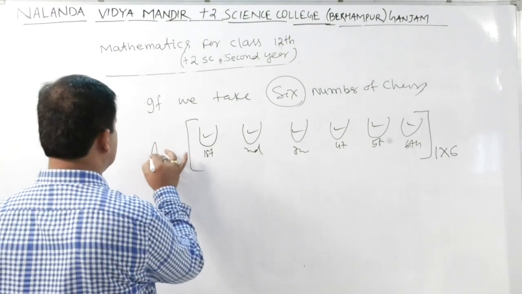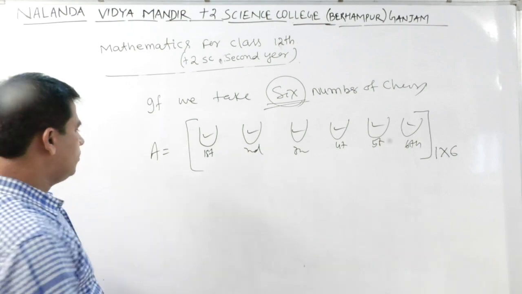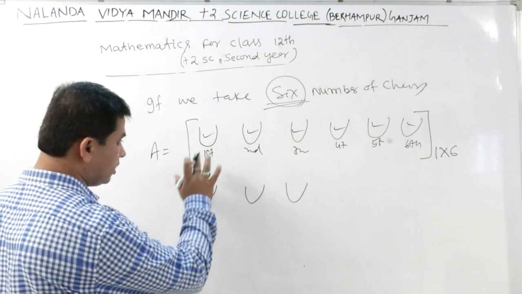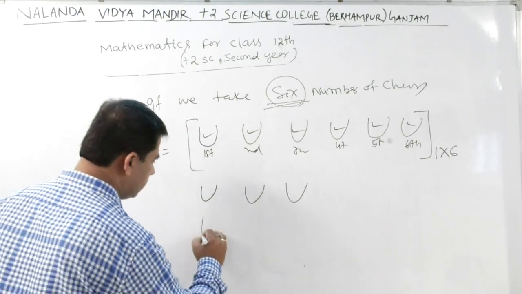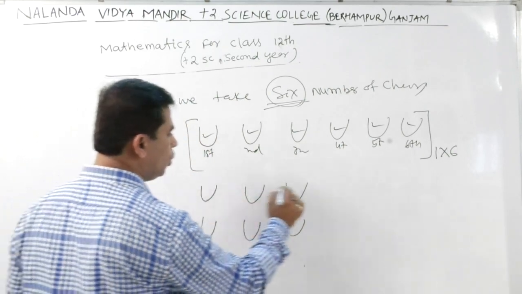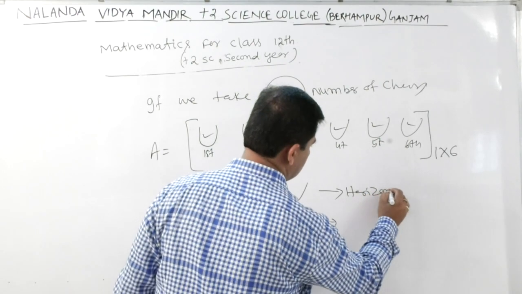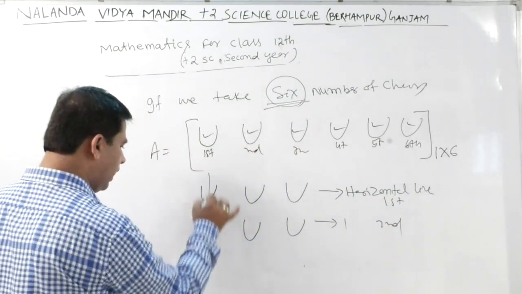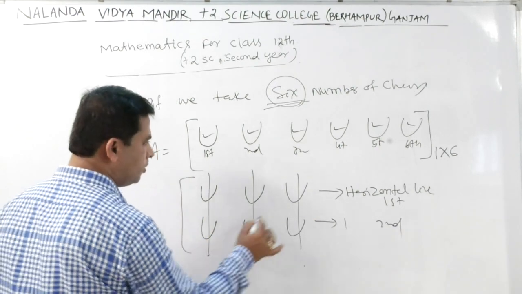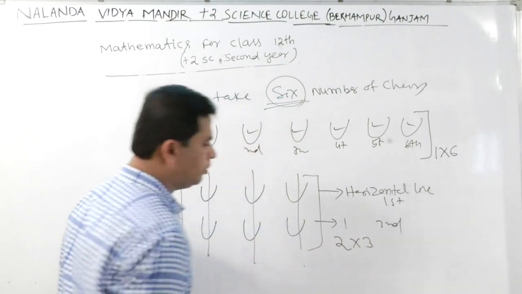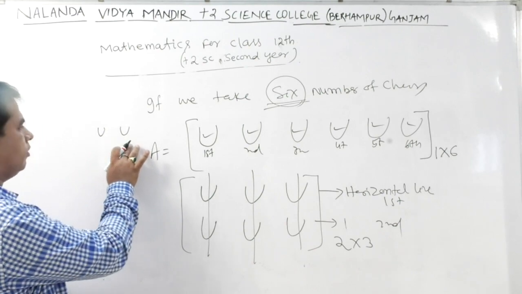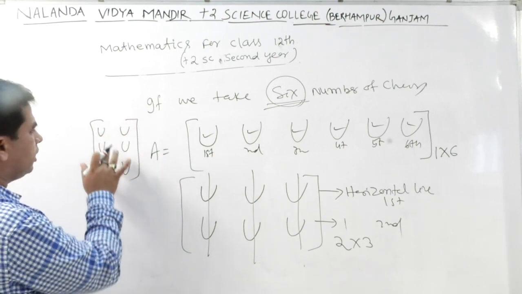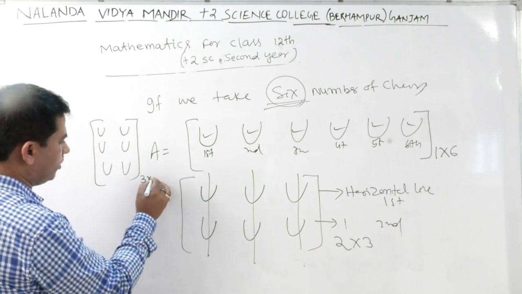Now another matrix can be arranged containing 6 chairs. For example, if this is one chair and this is another chair, this is also another. That means the chairs are arranged in two horizontal lines and three vertical lines. This is our first horizontal line and this is our second horizontal line. The order of the matrix is 2 cross 3. Similarly, we can arrange each horizontal line to consist of 2 chairs. Thus, the 6 chairs are arranged in 3 rows and 2 columns. Therefore, the order of the matrix is 3 cross 2.